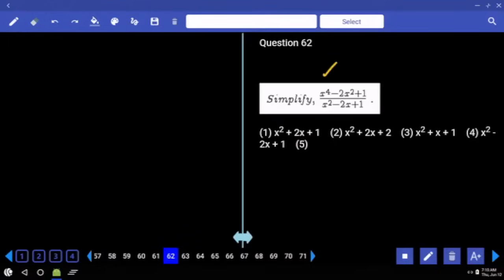2 power 4, 16, minus 2 into 4, 8, plus 1, divided by 2 square, 4, minus 2 into 2, 4, plus 1. How much is this? 9 by 1, which is 9, correct? Let's substitute the value. 2 square, 4, 2x, 4, plus 1.